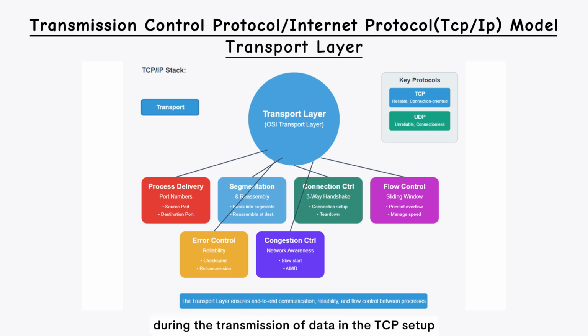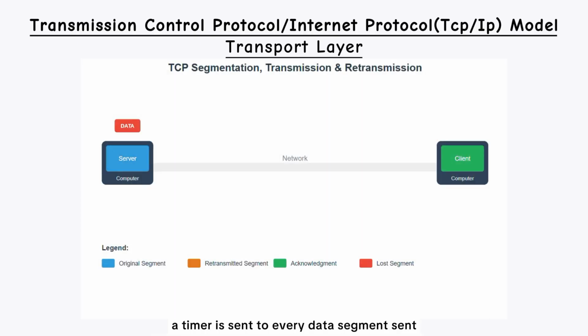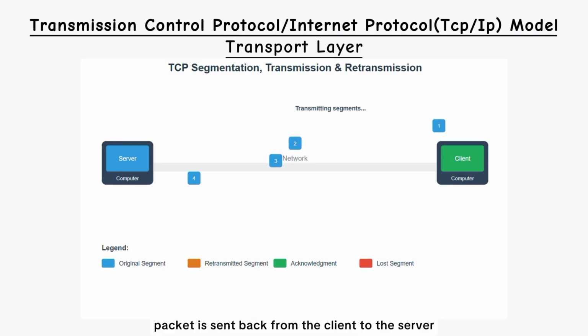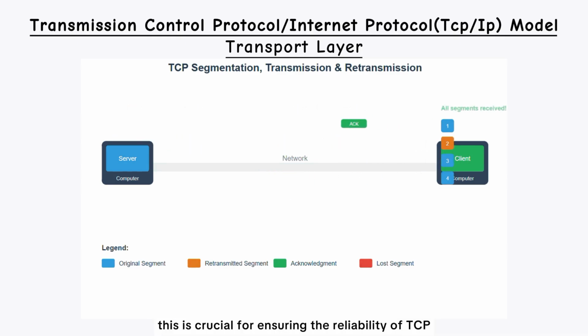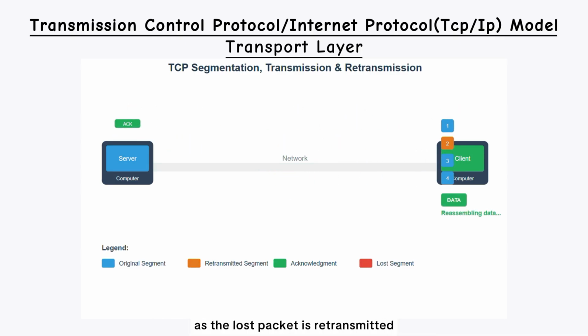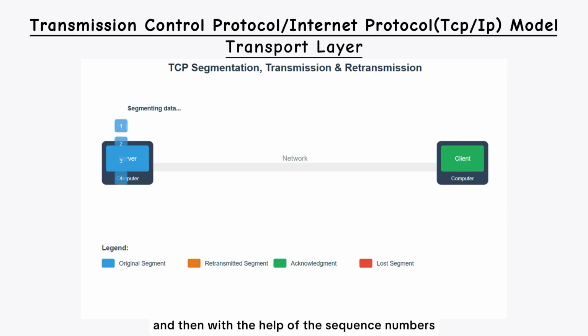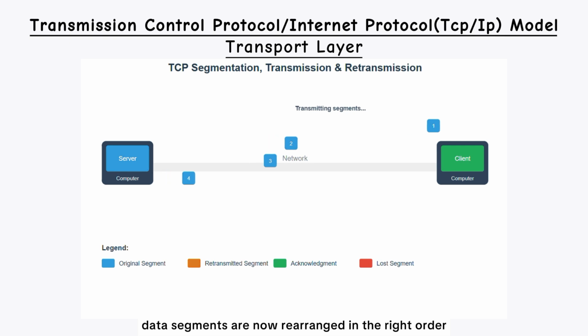During the transmission of data in the TCP setup, a timer is set for every data segment sent, and an ACK packet is sent back from the client to the server for every data packet it receives. This is crucial for ensuring the reliability of TCP, as a lost packet is retransmitted as soon as the timer is up, and then with the help of the sequence numbers, data segments are rearranged in the right order.